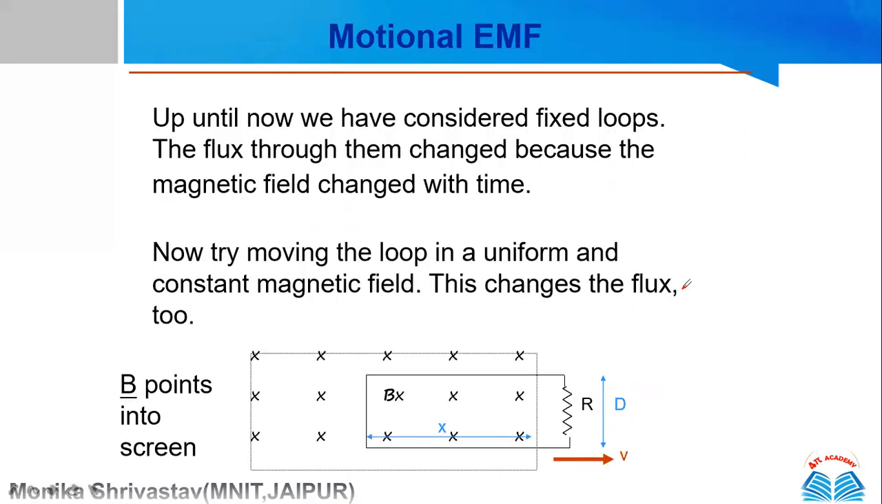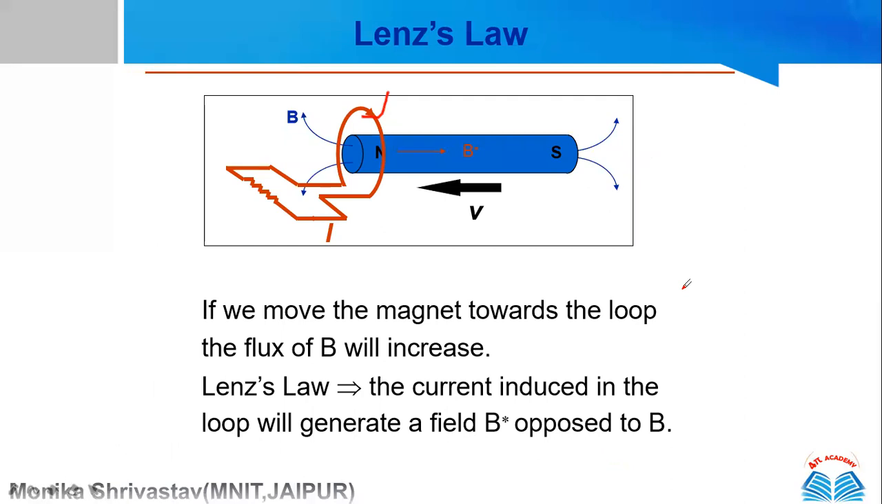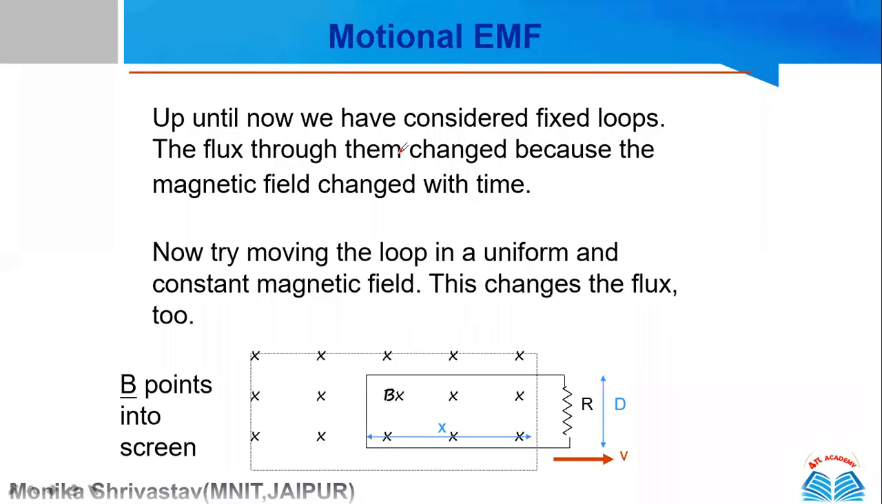Now we'll talk about EMF. So motional EMF. What is motional EMF? Now in the previous diagram, I have told you that the coil is stationary and the magnet was moving. But let us change the condition now. Now the coil is moving.